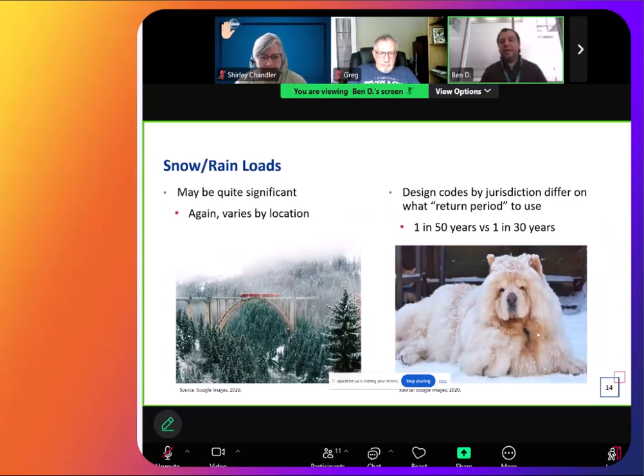Snow and rain loads, again, these are varying by location depending on the geography. We have to consider those on a bridge or basically on a tower or on any type of structure that is outdoors. Now, 1 in 50 years versus 1 in 30 years, that's something you'll hear engineers use a lot. That, again, is dependent more on geographic location.